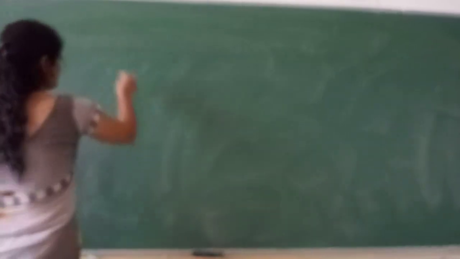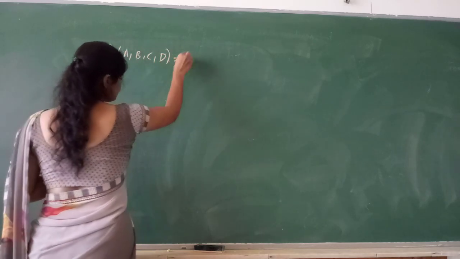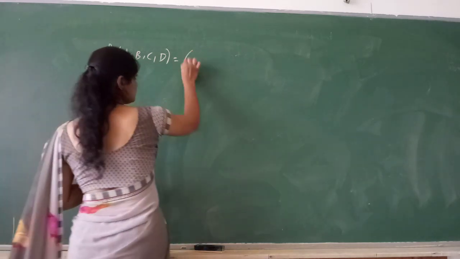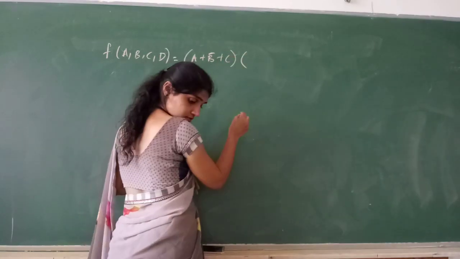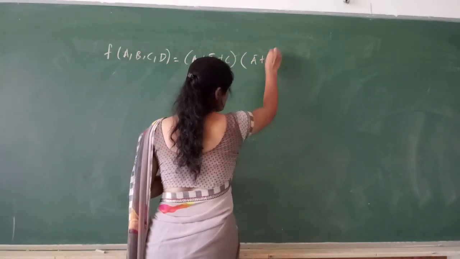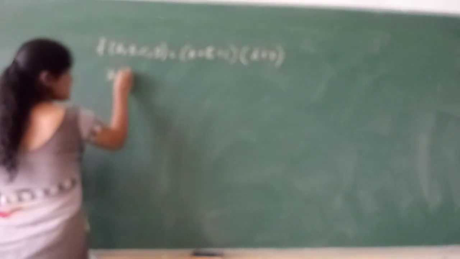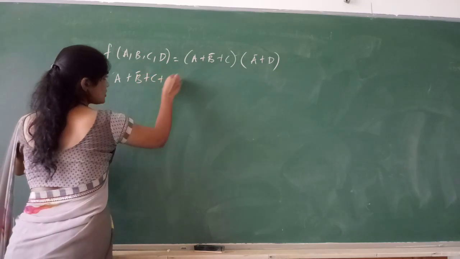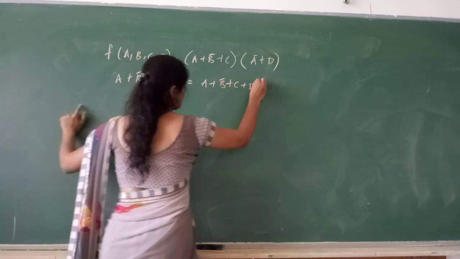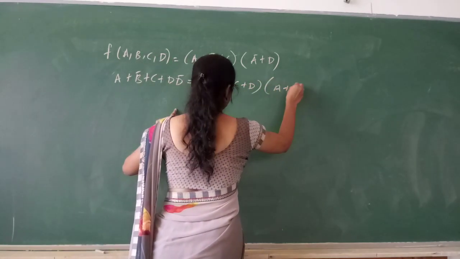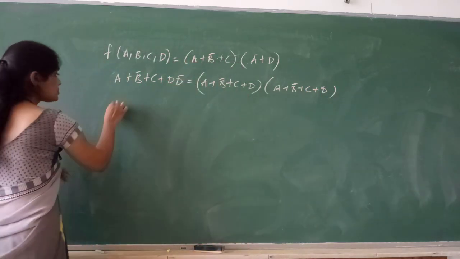I have the next problem, that is f of A, B, C, D is equal to (A plus B bar plus C) into (A bar plus D) into (A bar plus D). So in this, which is missing? D is missing. So it is simple. A plus B bar plus C, D is missing, so D, D bar. So this will be (A plus B bar plus C plus D) into (A plus B bar plus C plus D bar). But in the second term, two variables are missing.